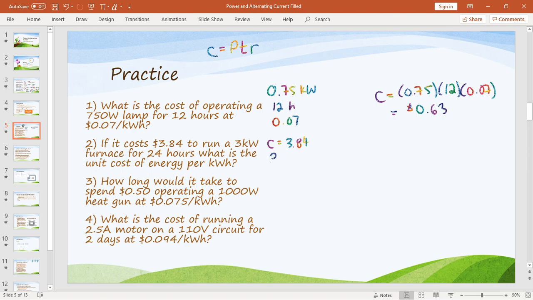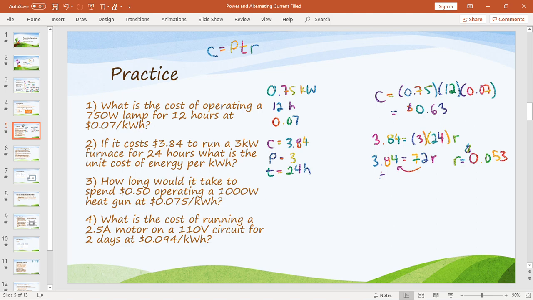Okay, this time I have my cost, I have my power, I have my time. So I must be solving for the energy cost. And just put it into the formula or rearrange the formula, whatever you're most comfortable with. 3 times 24 times the rate, so 3.84 is equal to 72R, and then of course you're going to take both sides, divide by 72, and you're going to end up with the rate equals 0.053. That's in dollars, so 5.3 cents per kilowatt hour.